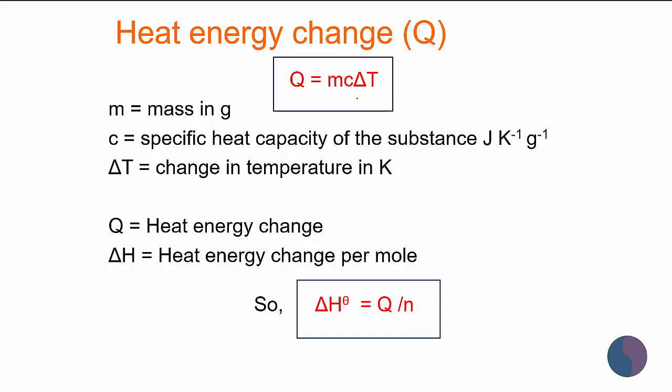So now we can actually do some experiments and work out what enthalpies are. We need to use a couple of formulas here. The first one is Q equals mc delta T. We're going to calculate the heat, which is Q, and what's going to affect the amount of Q is how much substance there is.